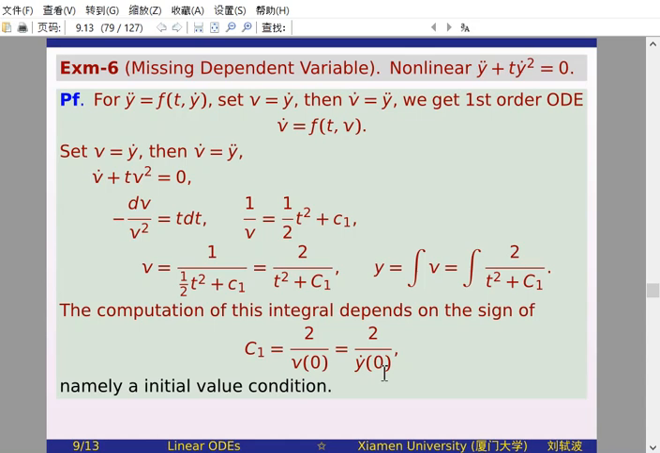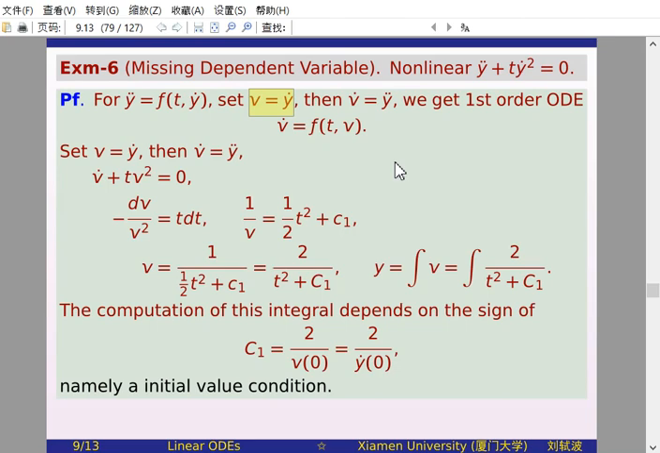Depending on whether c1 is positive or negative, you can compute this integral, this antiderivative. So we will not continue our computation. This is the method to solve a second order equation without the dependent variable, without y, only y double prime, y prime, and t. So you make this transformation, introducing a new variable v, and you will solve the equation.